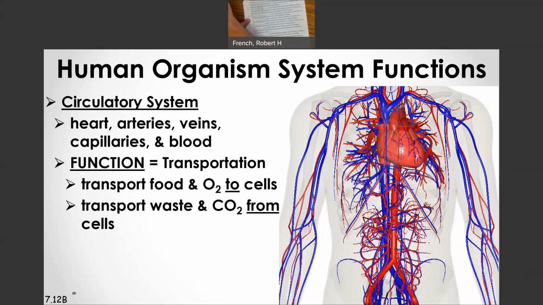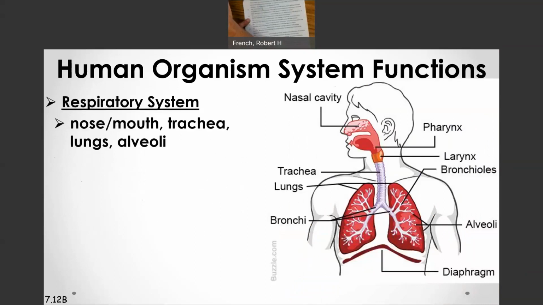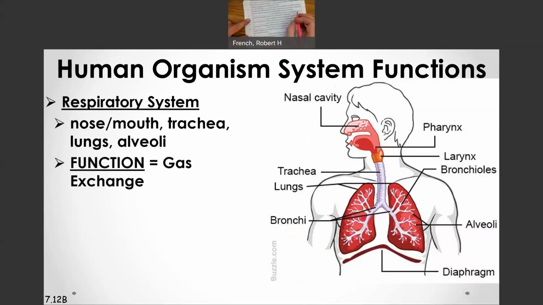The blank system includes the nose, mouth, trachea, lungs, and alveoli. Alveoli are the little pockets in the lung where the oxygen gets transferred from the outside air into our bloodstream. So that'd be the respiratory system. Its function is to provide oxygen and to remove carbon dioxide from the blood.